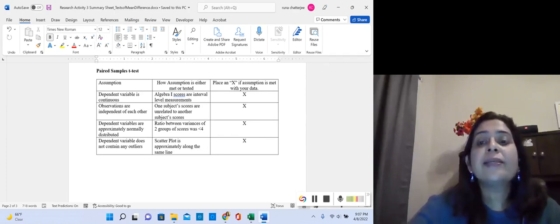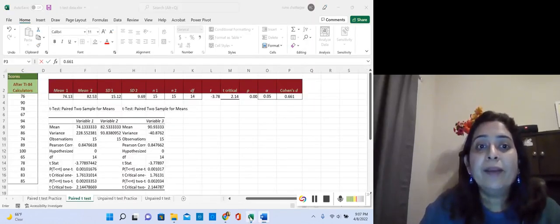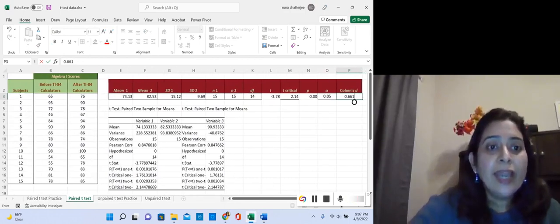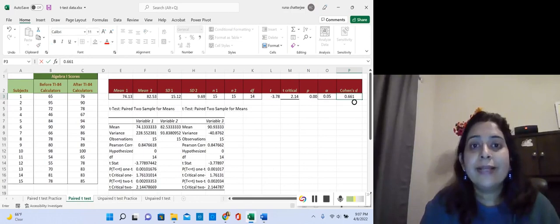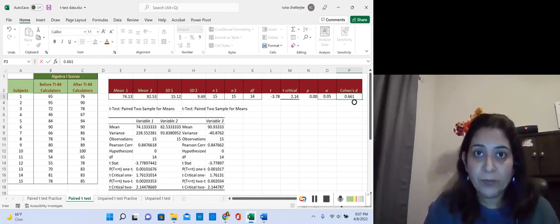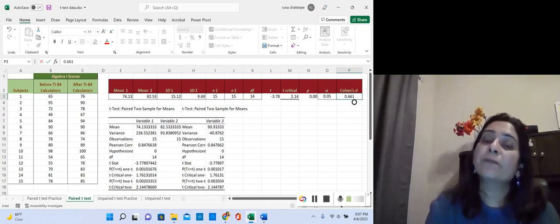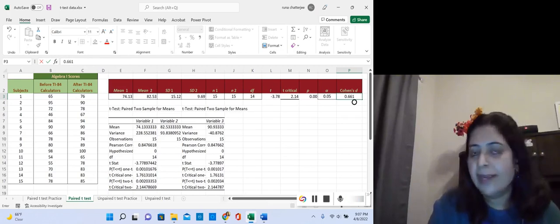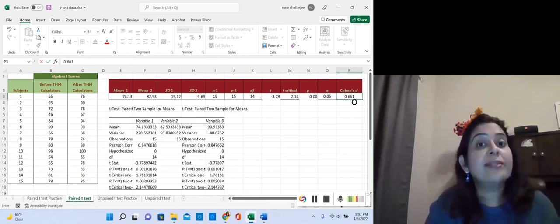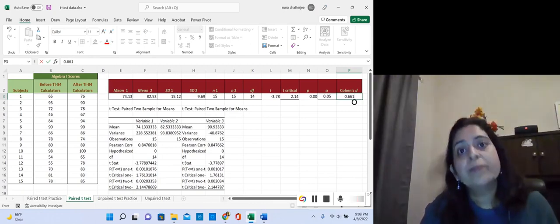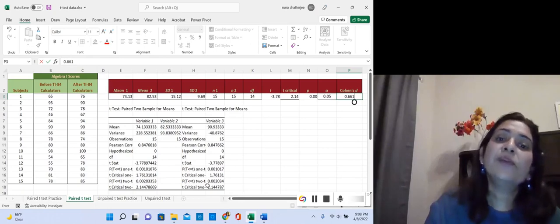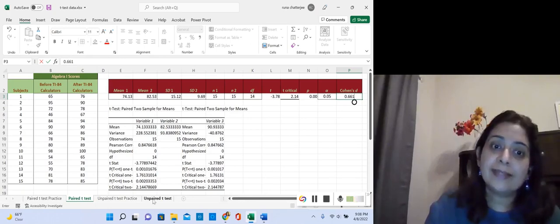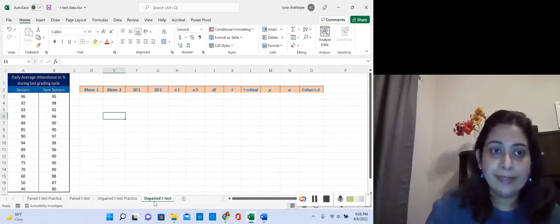So this was a paired samples t-test, and I chose this test because we are collecting this data from the same set of people. We are testing them once before the use of TI-84 calculators, and we are testing them again after the use of TI-84 calculators. Moving on to the second test, which is the unpaired t-test.